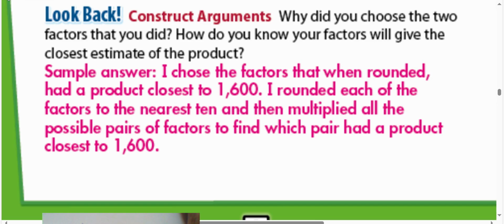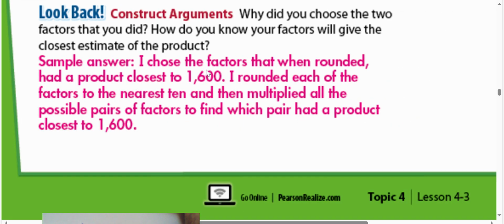Now we want to explain the last example here. Construct an argument. Why did you choose the two factors that you did? How do you know your factors will give the closest number? We can approximate each one like this. Choose the factors that when rounded have a product close to 1600. I rounded each of the factors, and then multiplied all possible pairs of factors to find which pair had a product close to 1600.